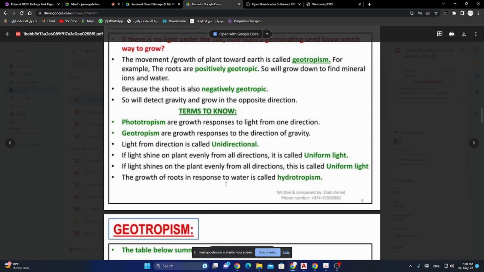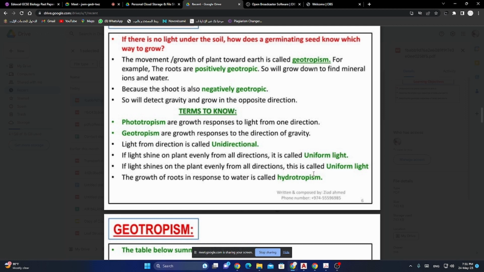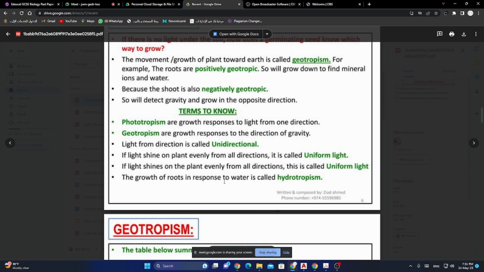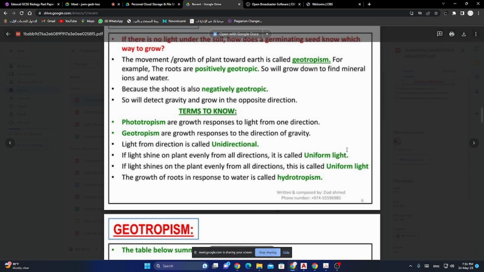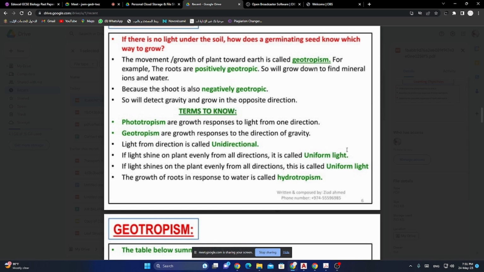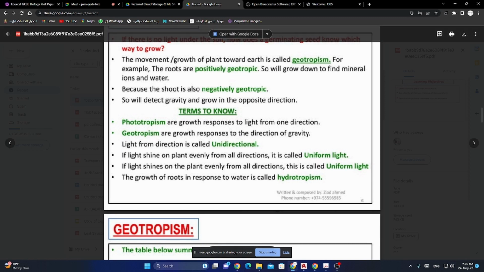There is also a third tropism that is not mentioned in the book, but it's fine. You can still know it. So the growth of roots in response to water is called hydrotropism because in most plants, the roots are going to try to grow towards a water source, right? Because they need to get as much water as they can. Okay.